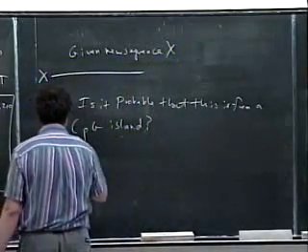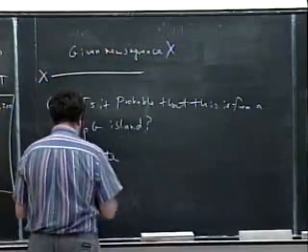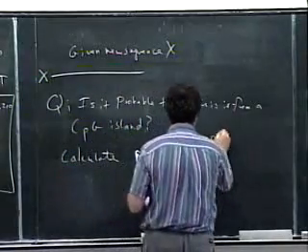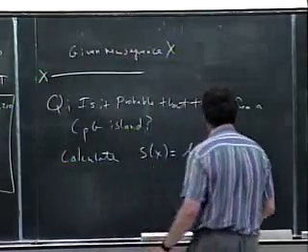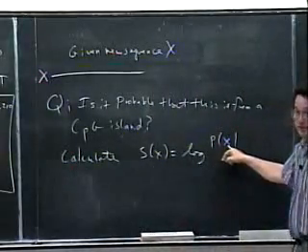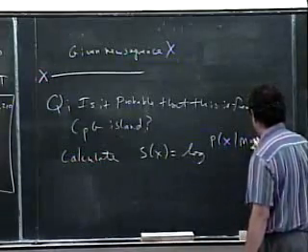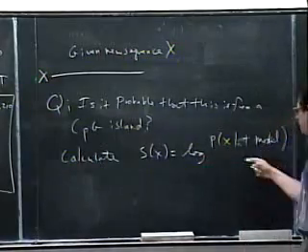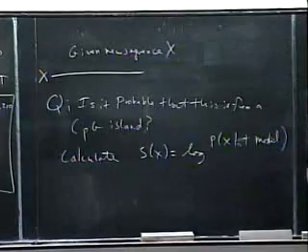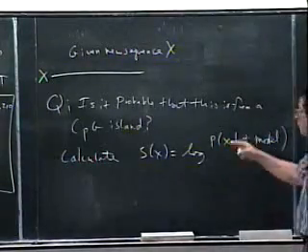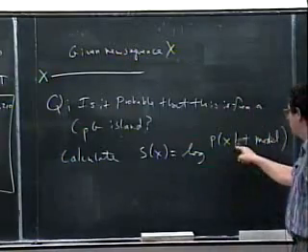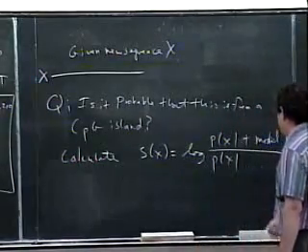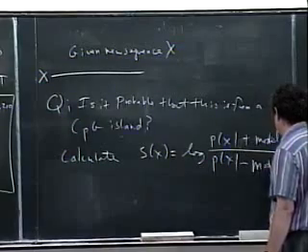You calculate the following thing. Sx equals the log of the probability that X would be generated given the plus model. So what's the probability that X would be generated by the model for the CPG island, which we just discussed how to do? You just walk through the Markov chain, multiplying together those probabilities, divided by the probability that X would be generated by the minus model.